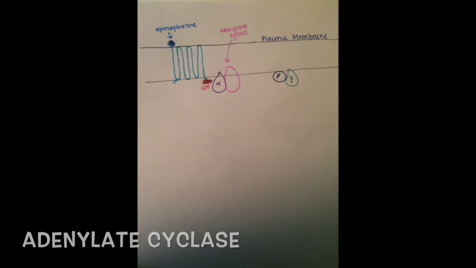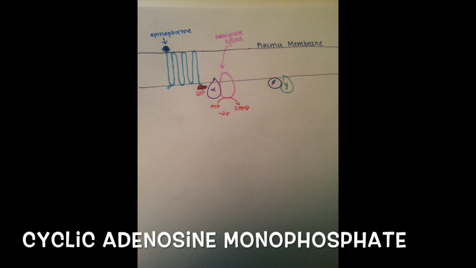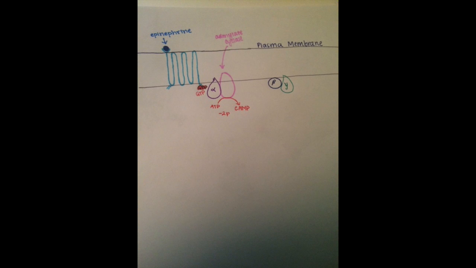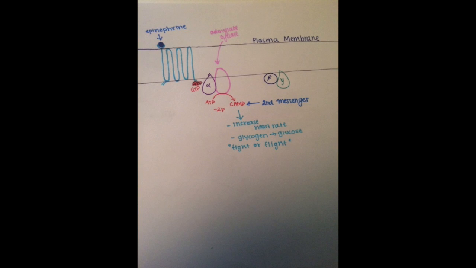When adenylate cyclase is activated, it will change ATP into cAMP, or cyclic adenosine monophosphate, by taking out 2 phosphate molecules from the triphosphate. Once this occurs, the cAMP is our second messenger, and it will then carry out the cellular response such as increased heart rate and the breaking down of glycogen to glucose.